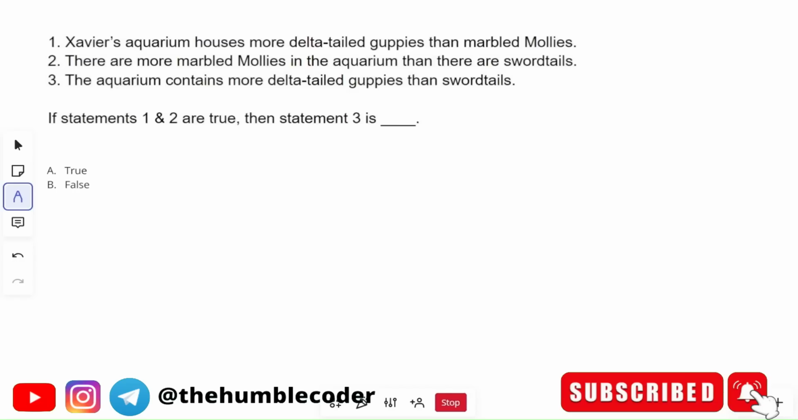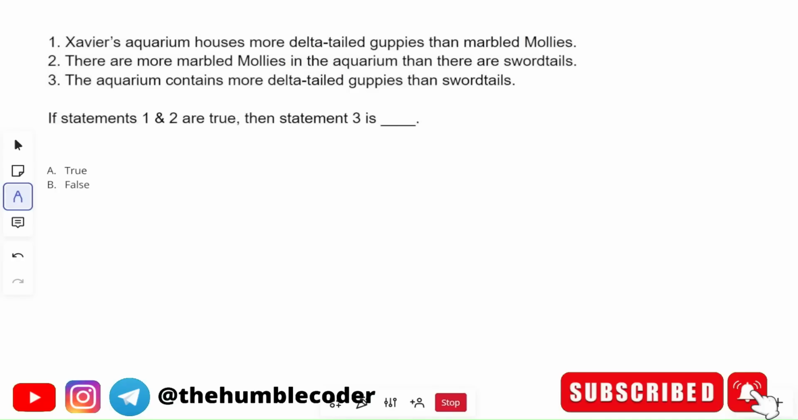Let's look at this question. So we have these three statements, okay. Based on that we are asked a question. Let's read the statements first of all. First statement is Xavier's aquarium houses more delta-tailed guppies than the marbled mollies. There are more marbled mollies in the aquarium than there are swordtails. And statement 3 is the aquarium contains more delta-tailed guppies than the swordtails. Now the question is, if statement 1 and 2 are true, then statement 3 is what?